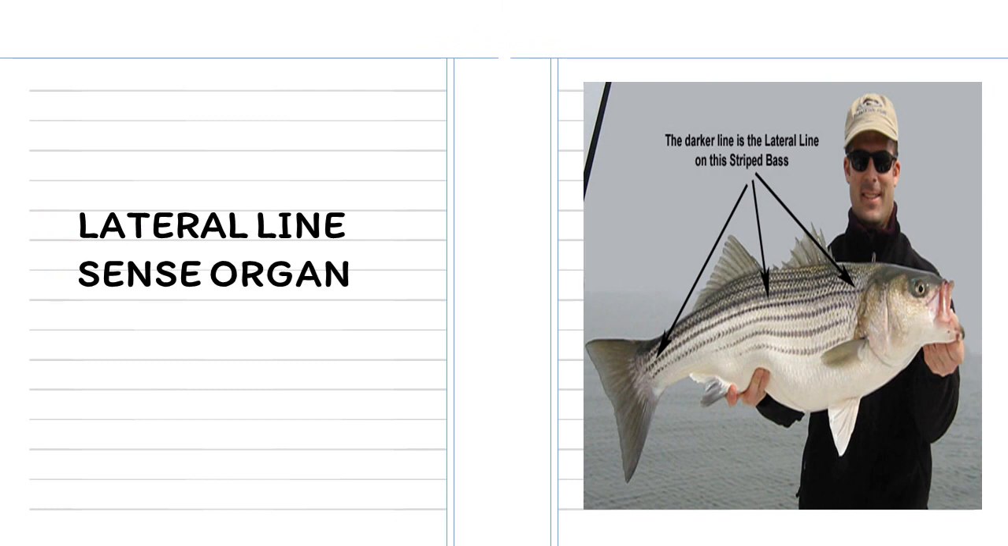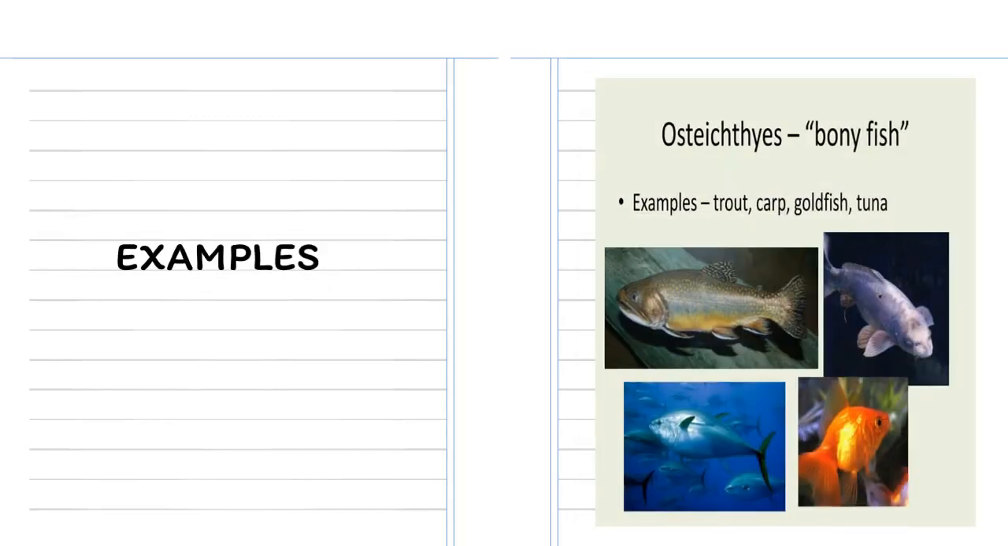Then can you look at this fish here? There is one lateral line on the body, right? The darker line is the lateral line on this striped bass. So this animal has a lateral line. This is the sense organ for fishes. So the lateral line is a sense organ. And examples, of course, we can say a lot of examples for osteichthyes, bony fishes: trout, carp, goldfishes, etc. Fine.